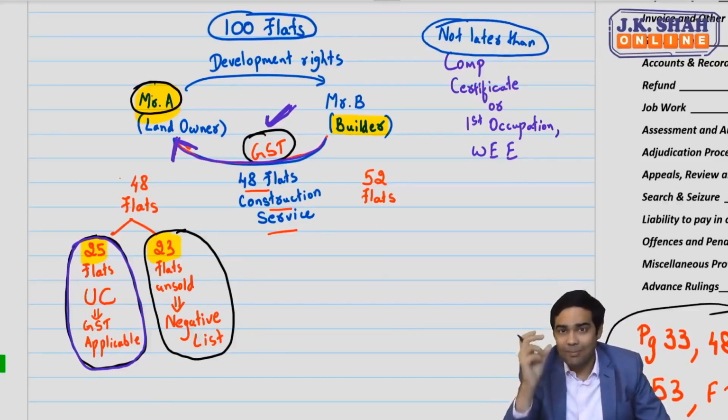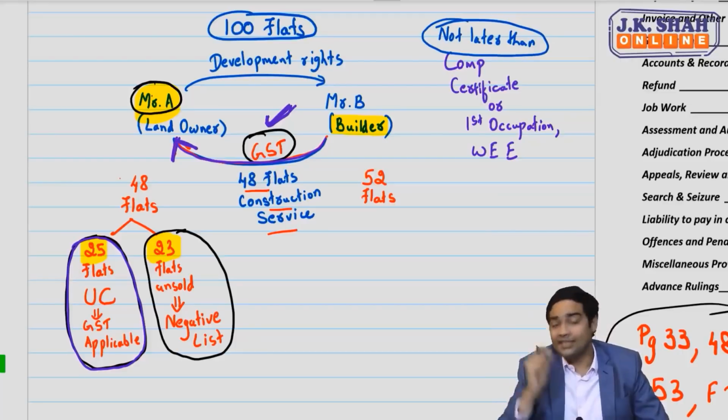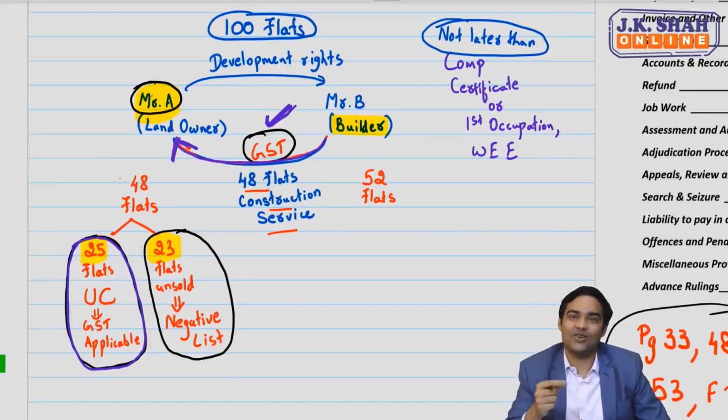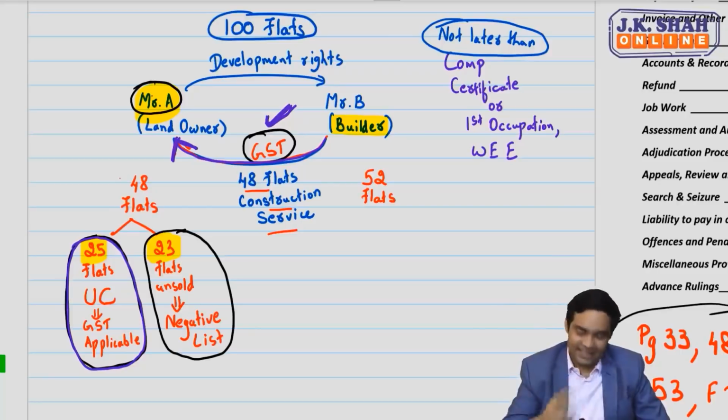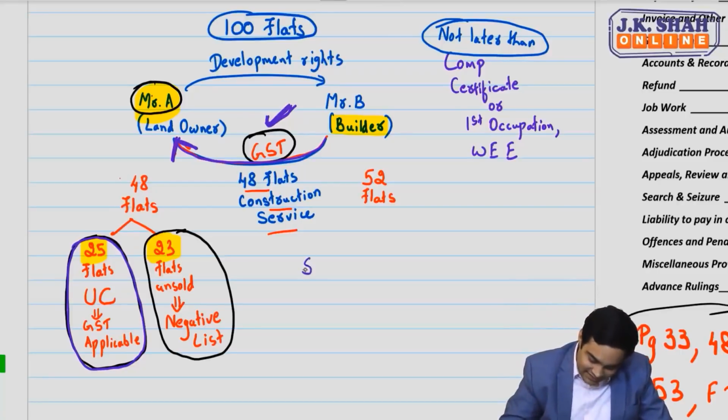What is the impact of this not later than? The impact of this not later than is, now builder can charge GST to landowner much before completion of building. And what is the use of that? So that landowner can claim timely ITC.